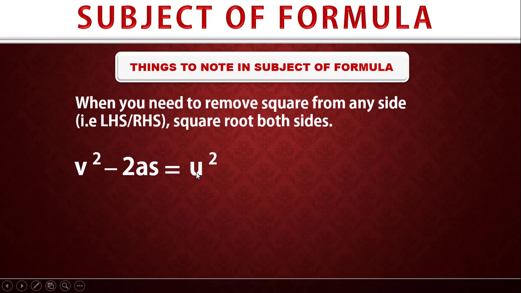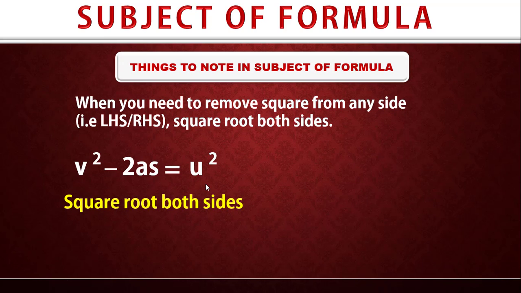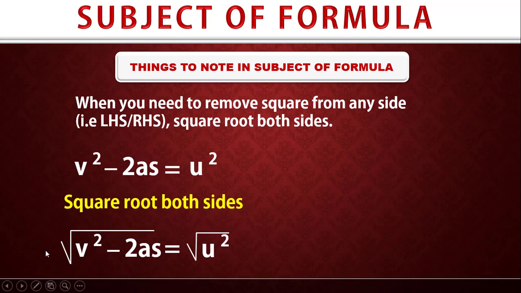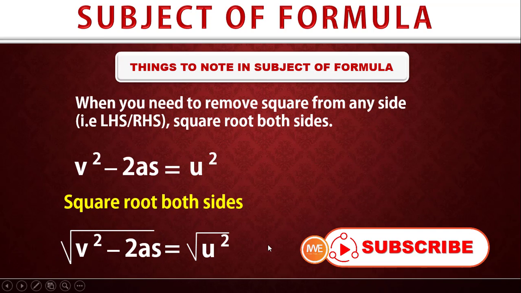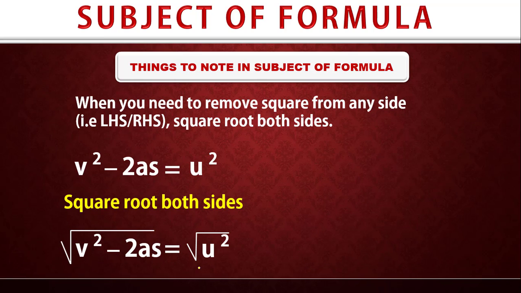You can see the u right here, and the square is on top of the u. So all you need to do to remove this square on top of the u is to just say square root both sides. Square root both sides, and then you have something like this. That means the left hand side will be square root and the right hand also will be square root. By so doing, the square root will cancel out the square, and then you now have only u left here.